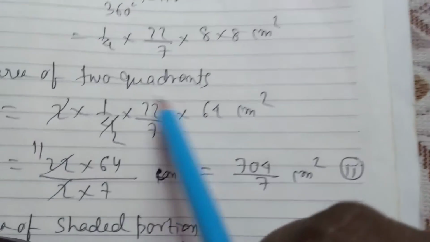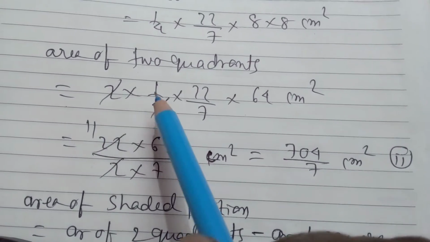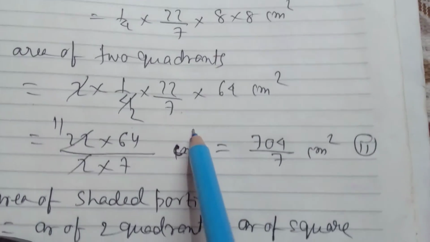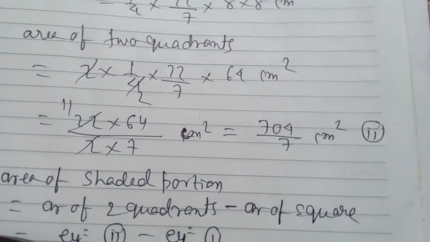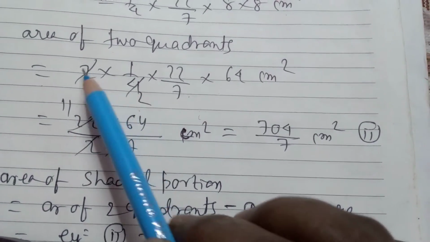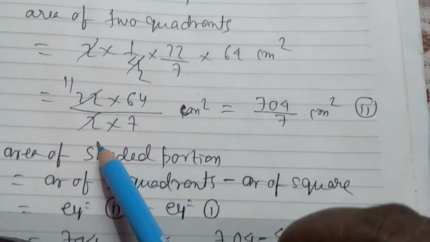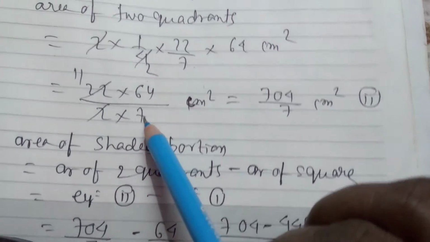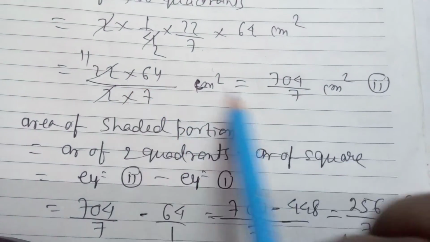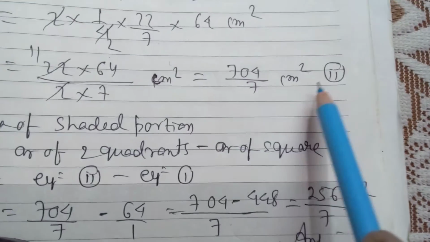There are two quadrants. So area of two quadrants is 2 into 1 by 4 into 22 by 7 into 64 centimeter square. Now 2 twos are 4 here, and 22 into 64 by 2 into 7. 2 elevens are 22. So it is 11 into 64. 11 into 64 is 704 by 7 centimeter square.